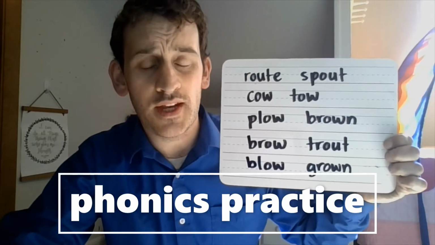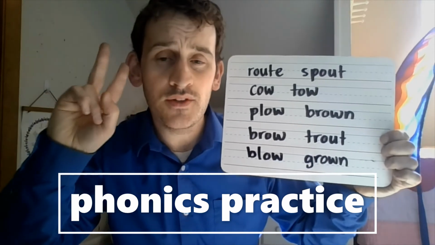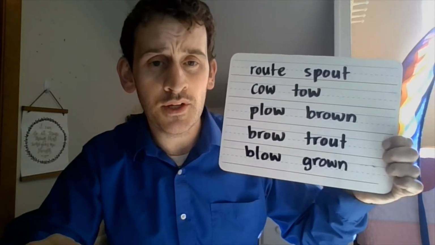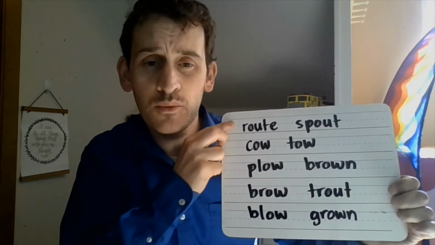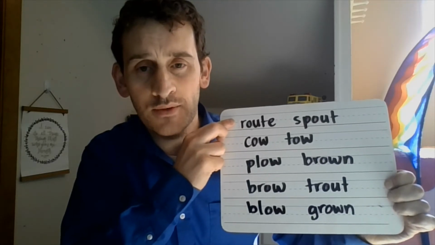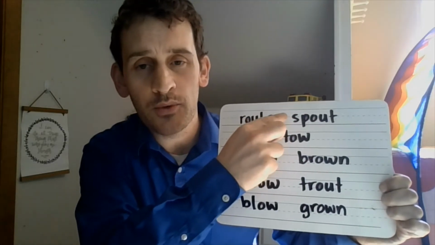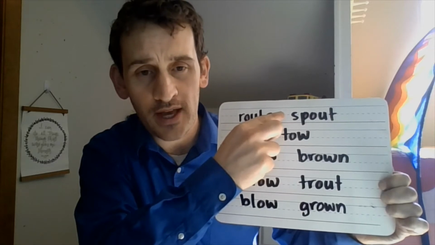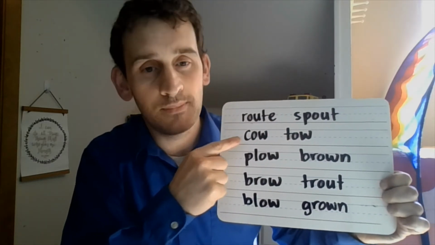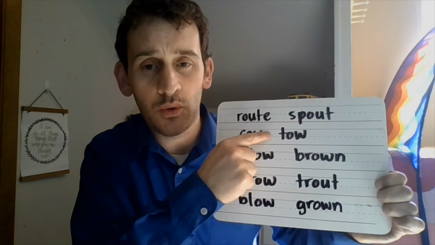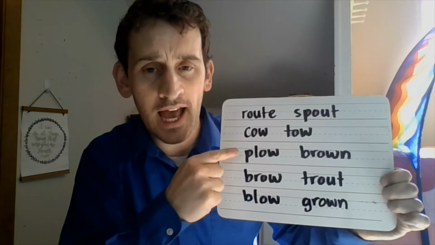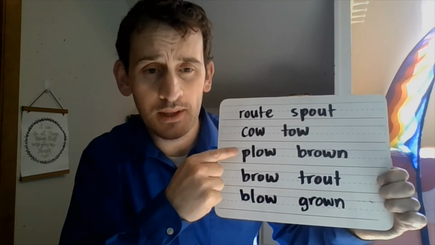Here's a list of words that have the O sound, the ow sound, and the ow sound. So we're going to go through each word and talk about it. This is the word route, like you take a certain route to get somewhere. Spout, like you would have on the edge of a house. Cow. Tow, like when you tow a car. We have the word plow, like when you're doing snow plowing.